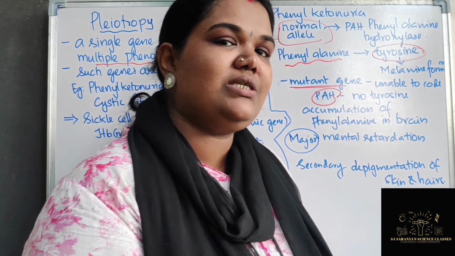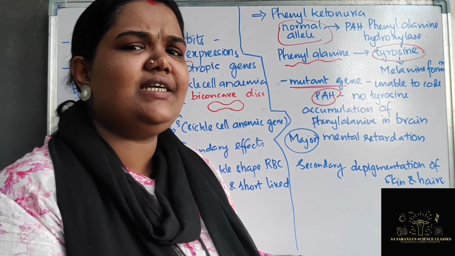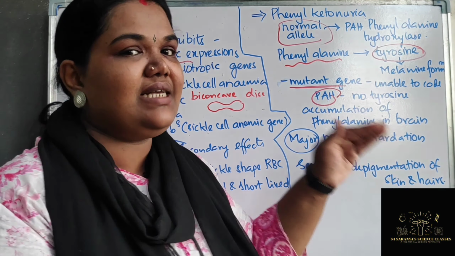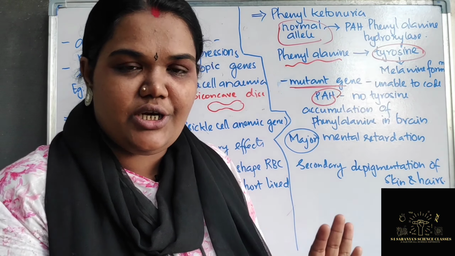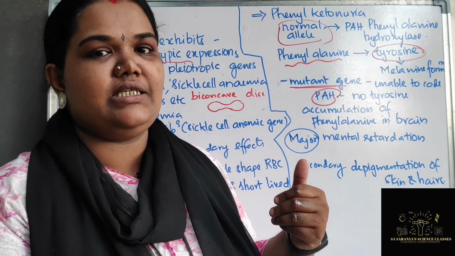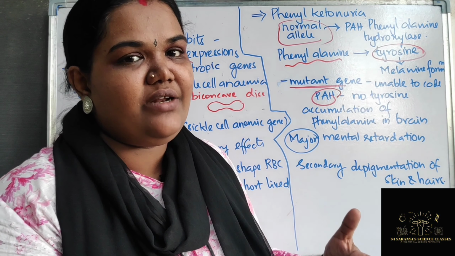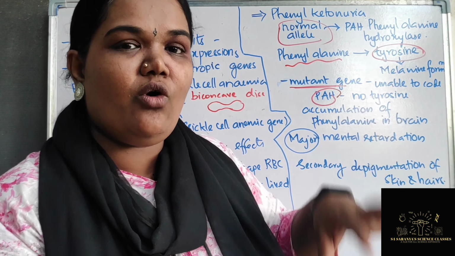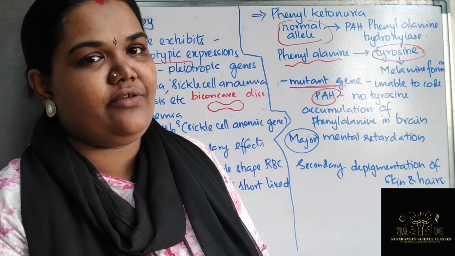Why is the mental retardation happening? Because this phenylalanine will be accumulated in the brain cells and it will lead to mental retardation. Apart from this, there are secondary effects. What are they? We already told you, thyroxine production will not happen. Thyroxine production will not happen, and there is a problem in melanin formation. Because melanin formation does not happen properly, it will cause depigmentation of skin and hairs. So these all are the secondary effects, right?